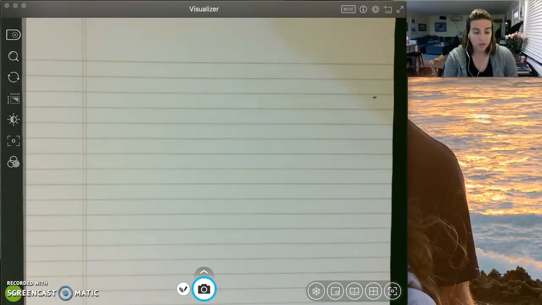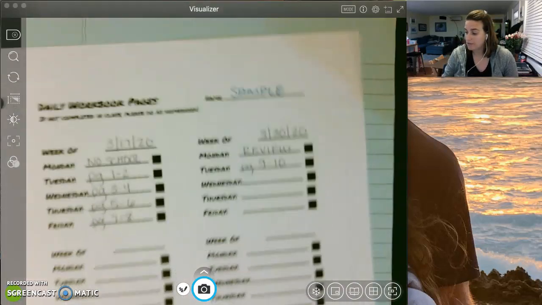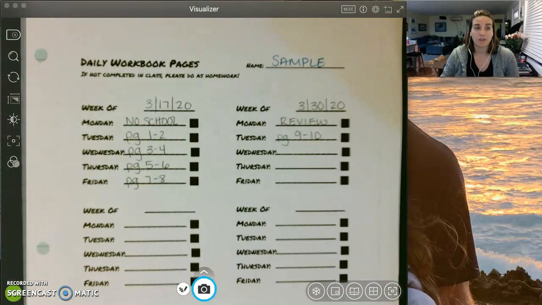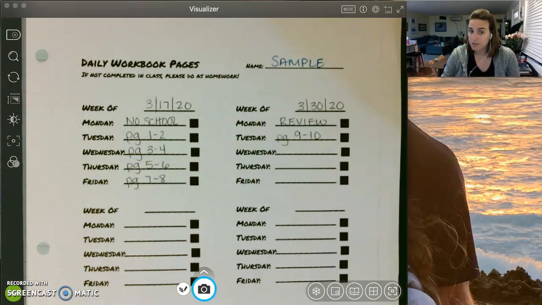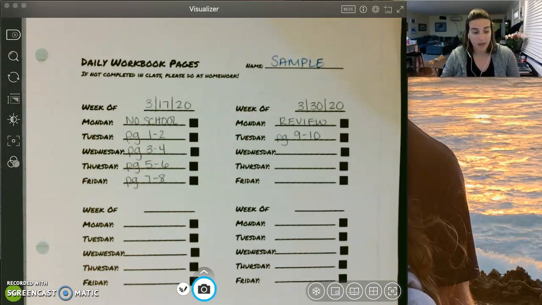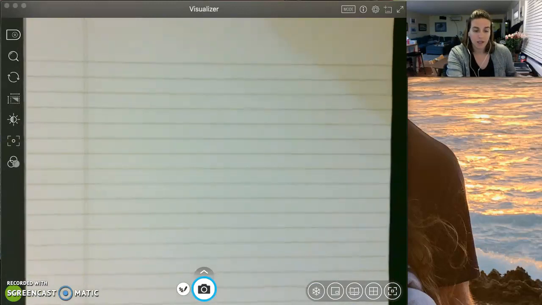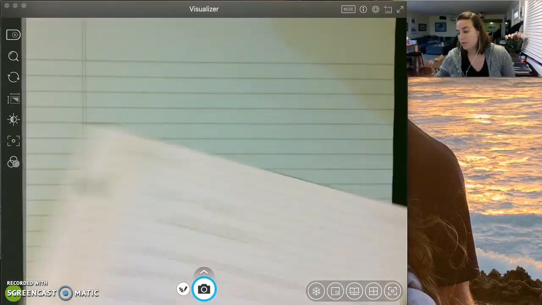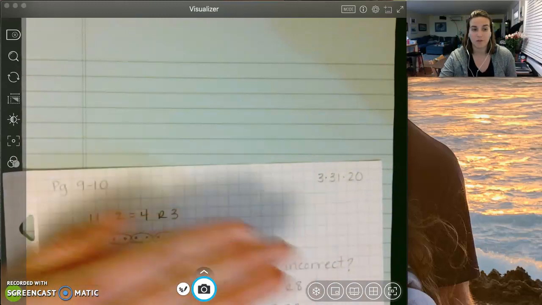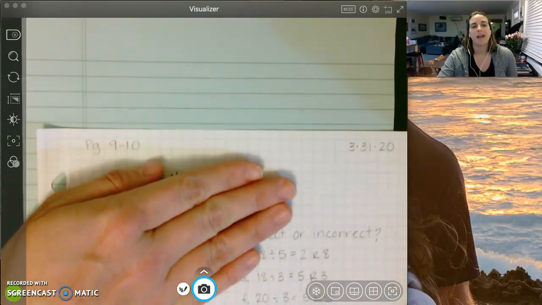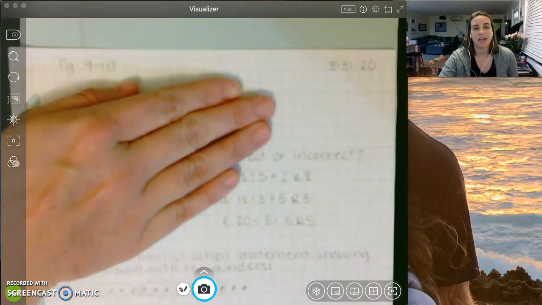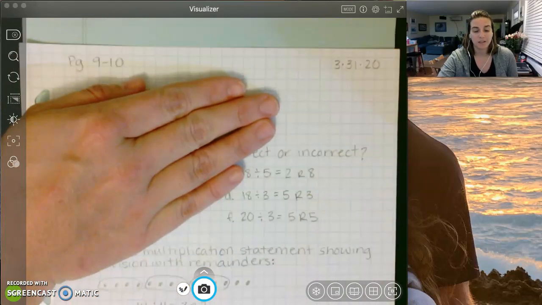We are going to jump in to pages 9 and 10 today. So what that looks like for staying organized is on your daily workbook pages, it's Tuesday. You're going to write in pages 9 through 10. And on your note page, I don't want you to look at this stuff yet, you'll have page 9 to 10, 3, 31, 20.